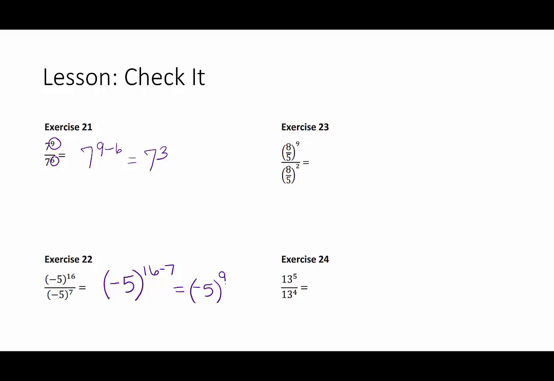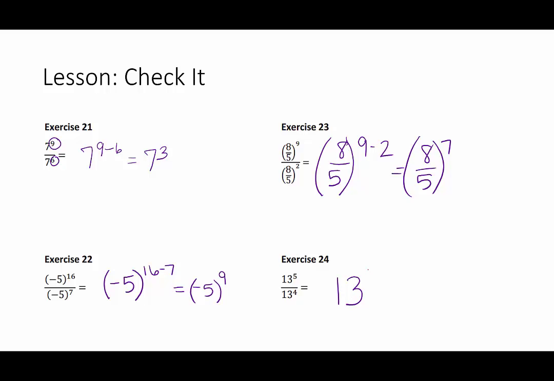On 23, it's a fraction. It feels confusing, but it's the same thing. We just say 8/5. We put it in these big old parentheses so that it's wrapped together, and it's to the 9 minus 2 power, which is 8/5 to the 7th power. Here we have 13, and it's 5 and 4, so we have 5 minus 4, which is equal to 13 to the 1st power. And remember that anything raised to the 1st power is just itself, so this would just end up being 13.